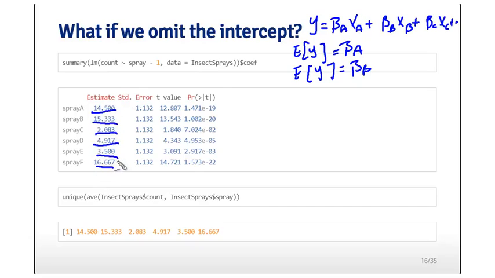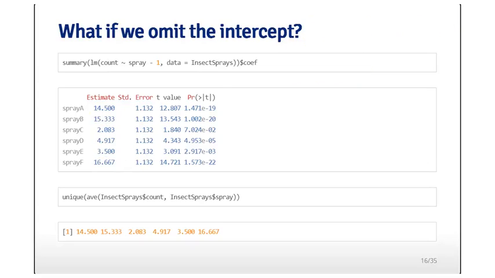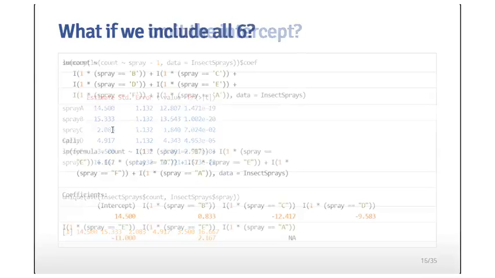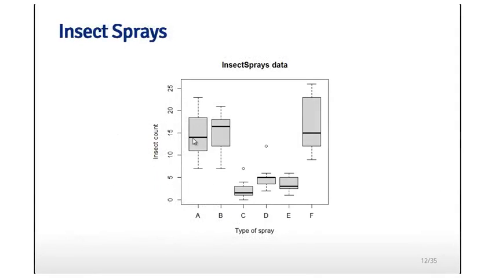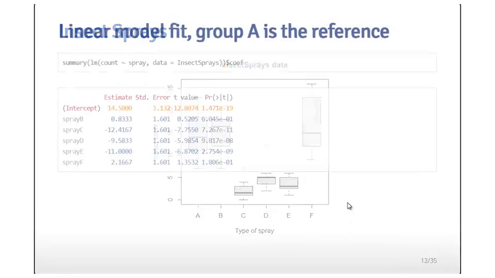Okay, and so let's double check that. So spray A, it's saying the mean should be about 14, and for spray B, the mean should be about 15. For spray C, it should be about 2. Let's just go double check back here, and it makes sense, right? Spray A mean about 15, spray B, somewhere around 16, spray C somewhere around 2. Okay, that seems about right.